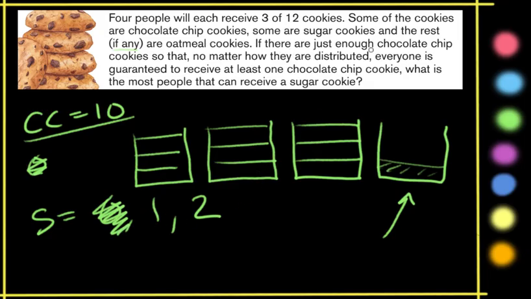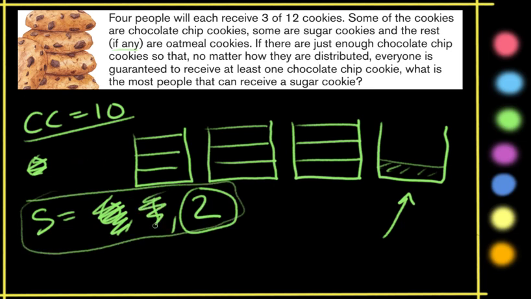And what does it say? It says, what is the most people that can receive a sugar cookie? Okay, the most people that can receive a sugar cookie is 2, because that's the most you can have is 2 sugar cookies. And if you did that, if you had sugar cookies equal to 2 and chocolate chip is 10, then there wouldn't be any oatmeal cookies. All right, so there you go. That 2 is our final answer on this one.